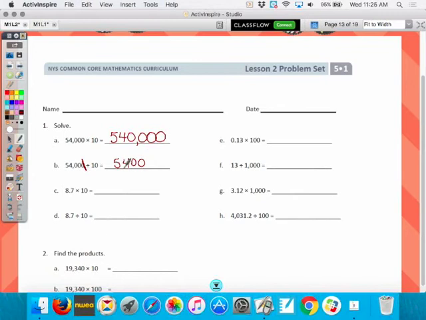1, 2, 3, comma. Were you my lovely assistant yesterday, Vaughn? Huh? Were you my lovely assistant yesterday? So you guys remember we pointed to those numbers and then placed the comma, okay?